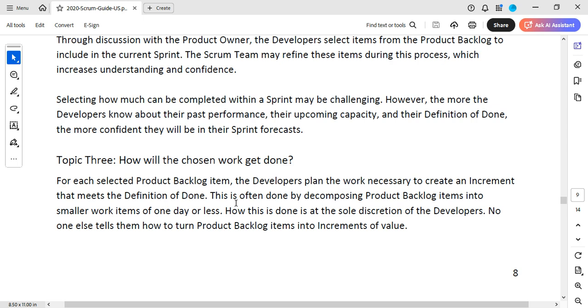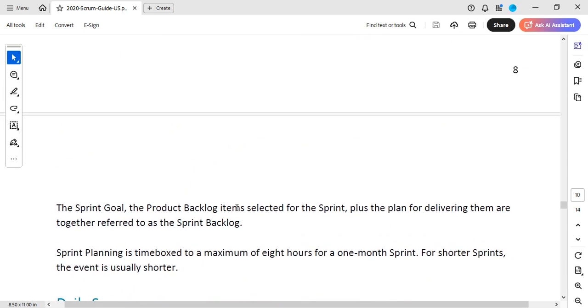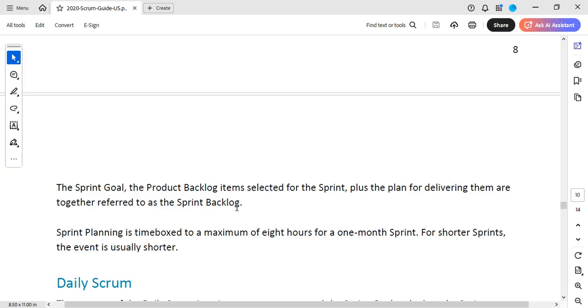Nobody interferes. They are the ones that will do the work. They know how to break it down. No one else tells them how to turn product backlog items into incremental value. So we don't interfere. The sprint goal, the product backlog items selected for the sprint, plus the plan for delivering them are together referred to as the sprint backlog.